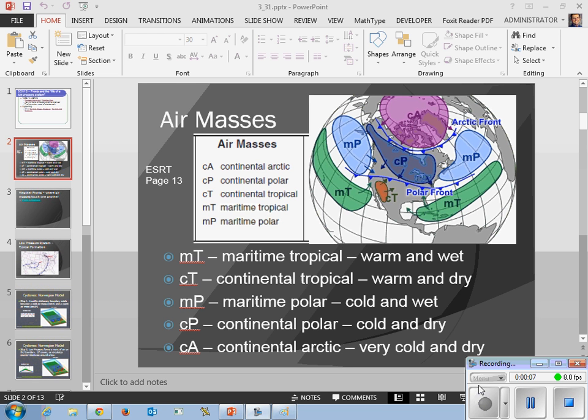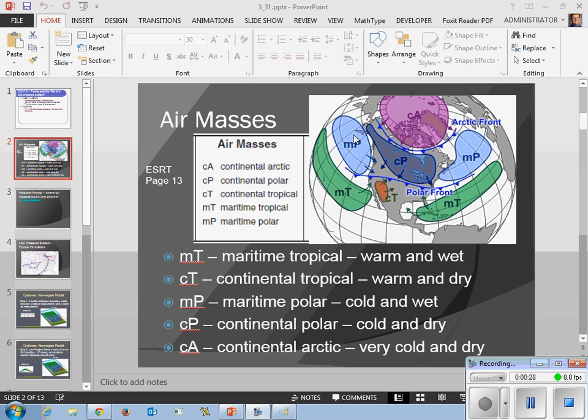So the first thing we're going to talk about is air masses. You'll notice on ESRT page 13, you have these two-letter codes for the different types of air masses. Now, this is important because an air mass is just a big bunch of air that takes on the characteristics of where it forms. So let's imagine this scenario, this MP that I'm pointing to here.